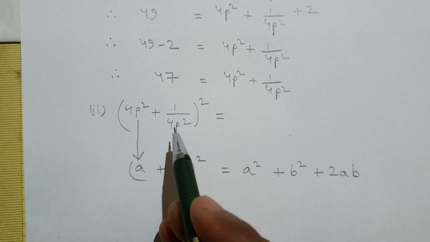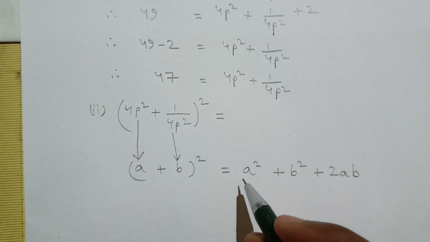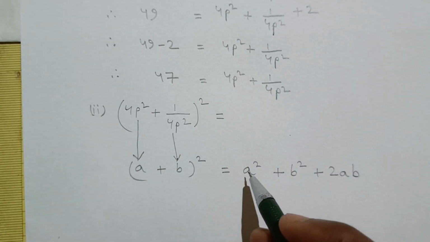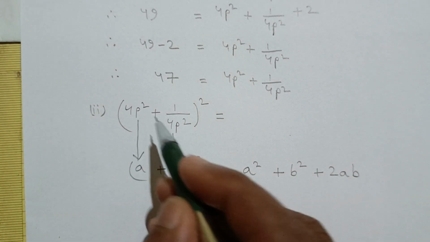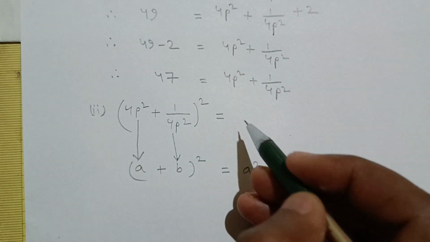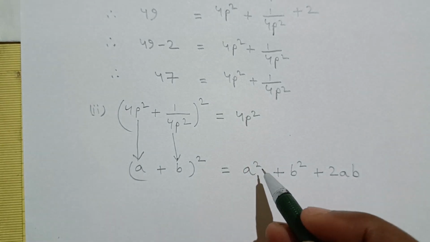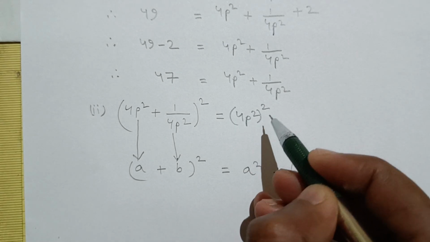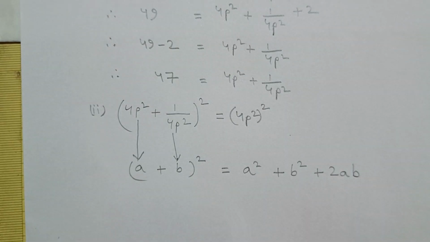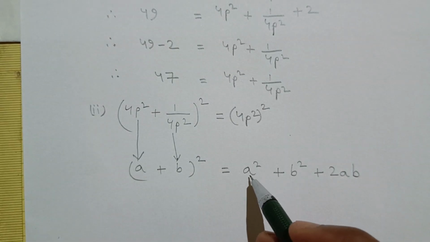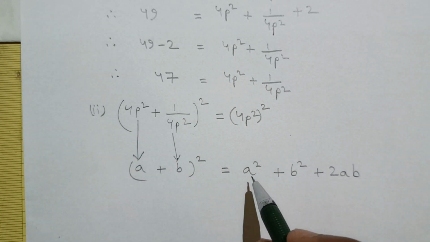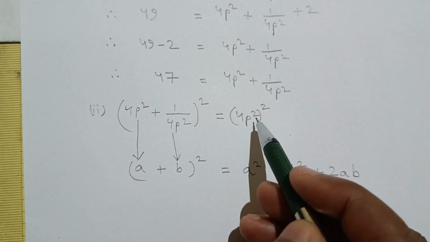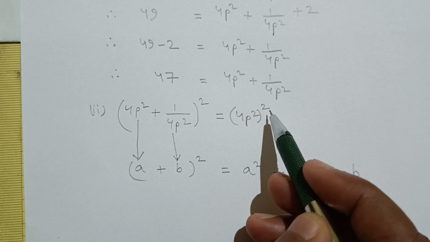So therefore 4p square plus 1 upon 4p square whole square will be now a square. Now a stands for 4p square, so instead of a, I will write 4p square. Now a is getting squared, so 4p square will also get squared. So 4p square whole square.